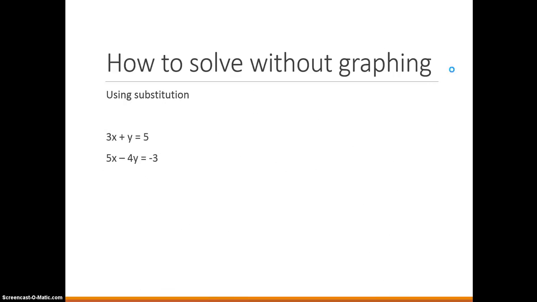Let's do one more example together. Here we have 3x plus y is equal to 5, and 5x minus 4y is equal to negative 3. We have two equations, two variables. We want to solve for x and y. We're going to use substitution, so we need to solve for either x or y. It looks like in the first equation, it's very simple to solve for y, since y has no coefficient. So we are going to rewrite the first equation, and we are going to solve for y.